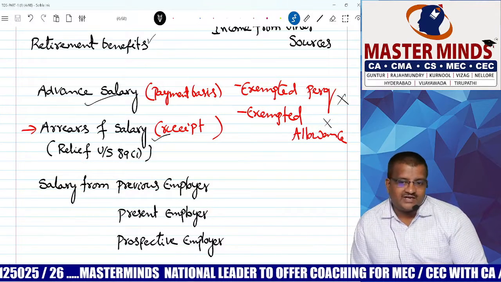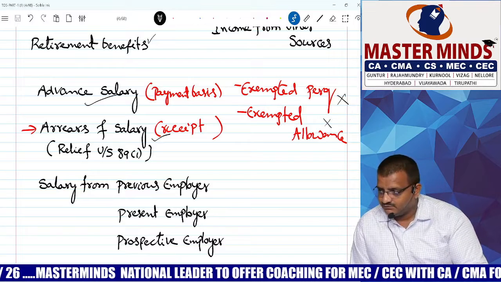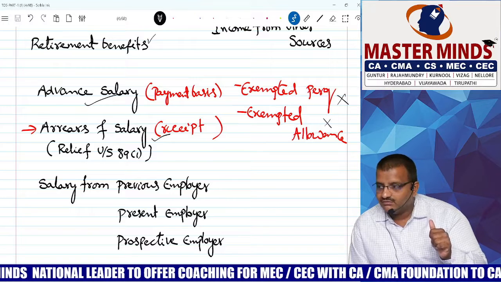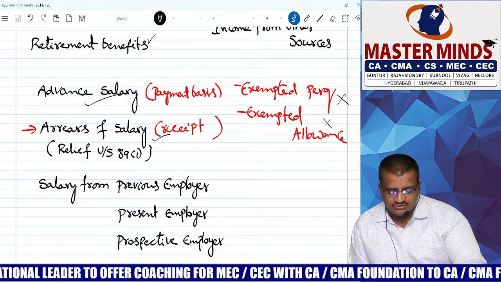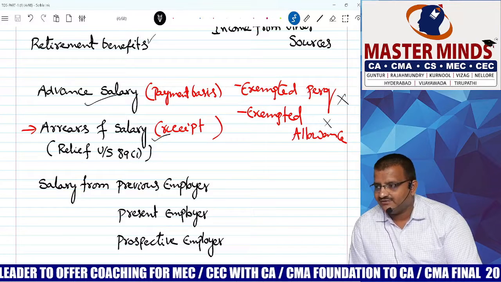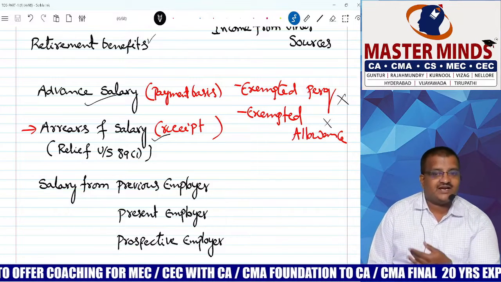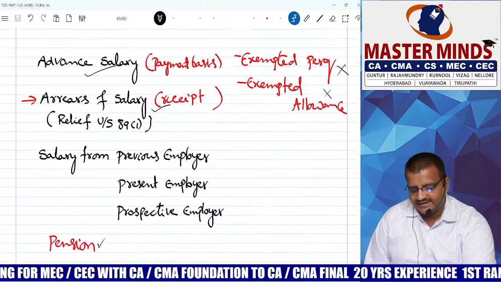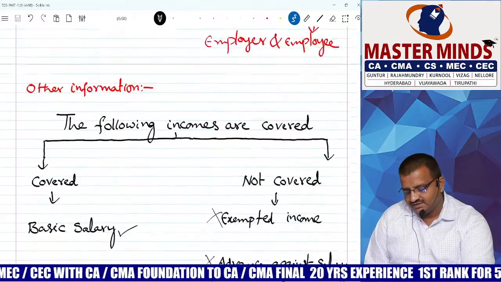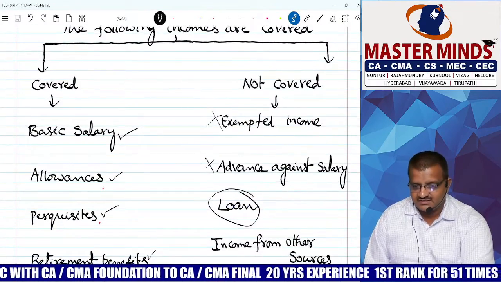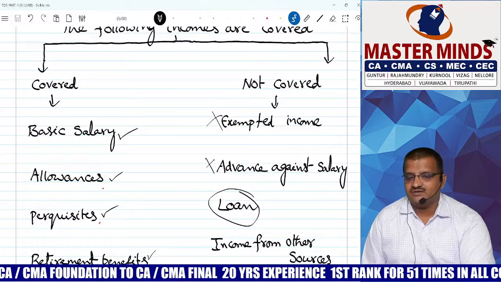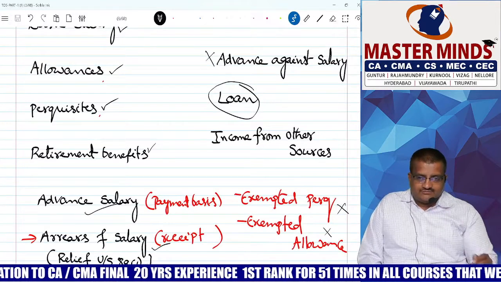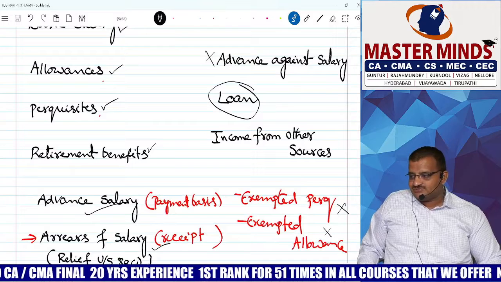Last time you worked with one organization, they did not pay salary at that time. They paid this year. I told you already, TDS is applicable on payment basis. So present employer, previous employer and future employer. Suppose you were selected for another company, and they only gave an advance. Future employer, is that also covered or not? Yes. Pension. But these following are not at all subject to TDS, even though it is salary. Exempted portion? No. Advance against salary? No. Loan? No.